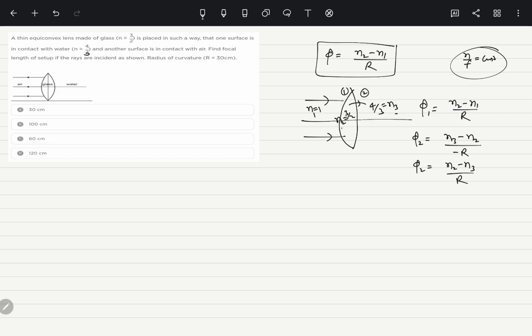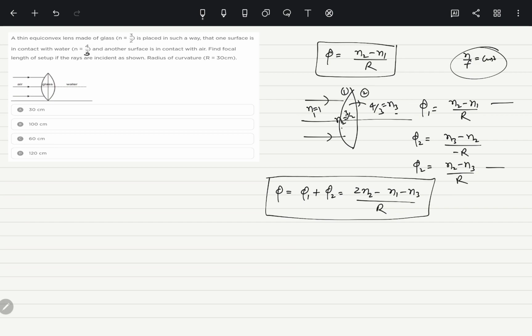Now to calculate the total phi for this combination with the two surfaces joined together, phi will be equal to phi1 plus phi2. From these two equations, when we solve this, we'll get this relation: 2n2 minus n1 minus n3 upon r. I tried to solve this relation in case you don't want to write these steps, so you can remember this formula directly. Every time you have this kind of question for a convergent lens, you can directly apply this formula.